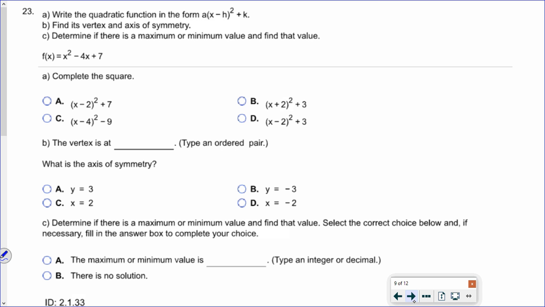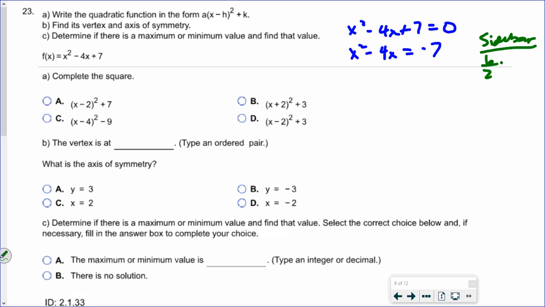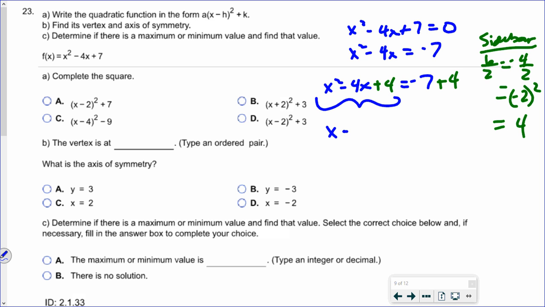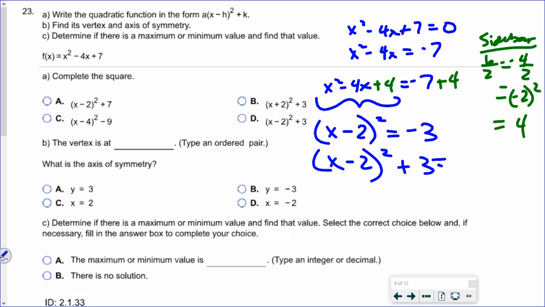23, write the quadratic function in the form a times parentheses x minus h quantity squared. Basically, what it wanted you to do is to complete the square. So when we did this, it was x squared minus 4x plus 7 is equal to 0. So take the constant term over to the other side. Yes? And then we did sidebar. Sidebar was your b value divided by 2. So that's negative 4 divided by 2, which is negative 2. Squared is going to be 4. So you are legitimately simply adding 4 to both sides. And then this is going to give you x minus 2 quantity squared is equal to negative 3. So x minus 2 squared plus 3 is equal to 0.